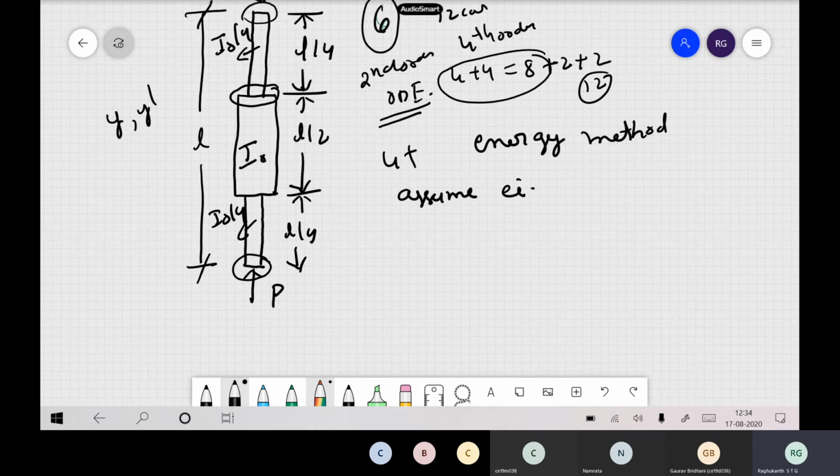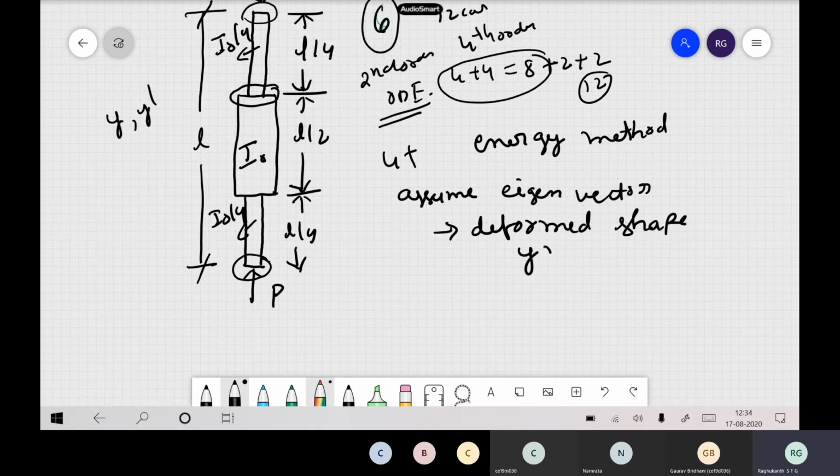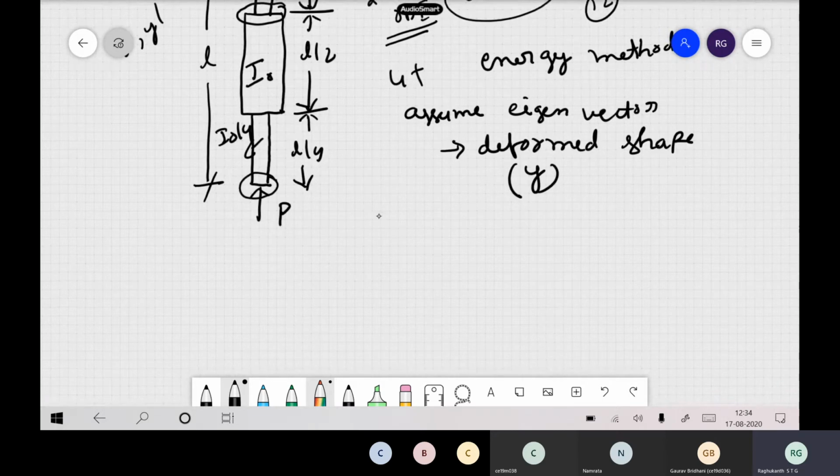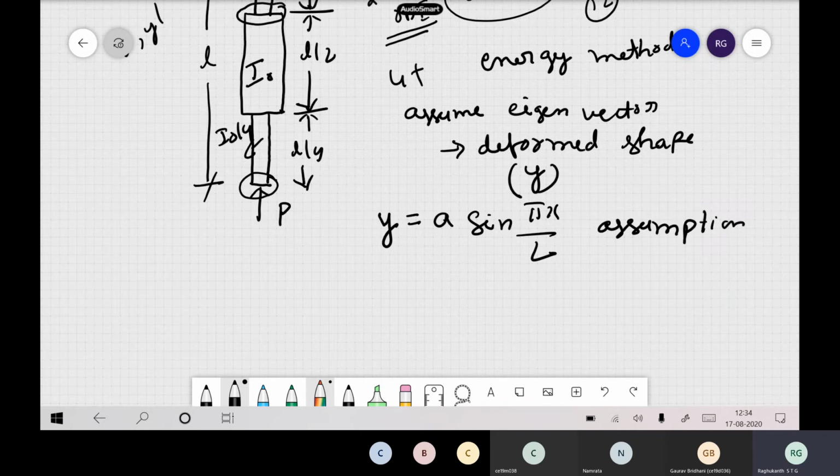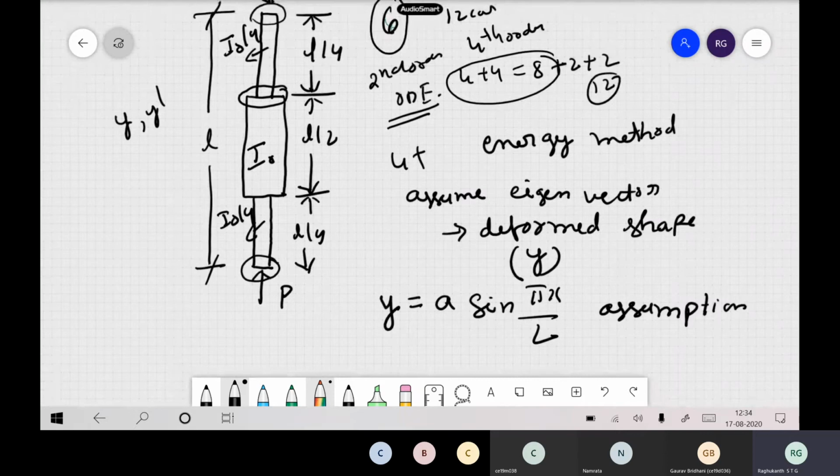The eigenvector is nothing but the deformed shape. Some assumption you make about the deformed shape, you assume y, and then you calculate the buckling load. This way we try to solve it in energy methods. So in this problem, let us say we approximate y as a sine pi x by L. This is an assumption, because we know that for a simply supported column it will buckle in this type of shape. So y is equal to a sine pi x by L.